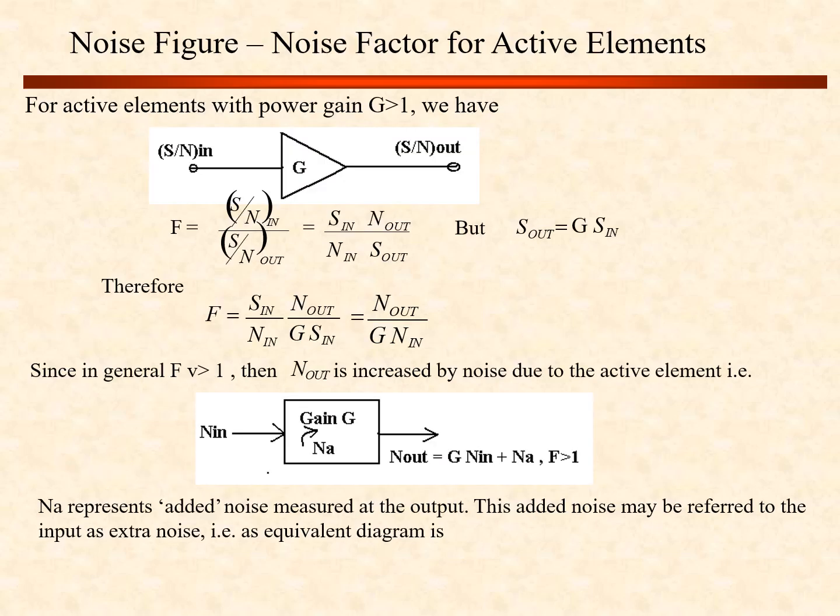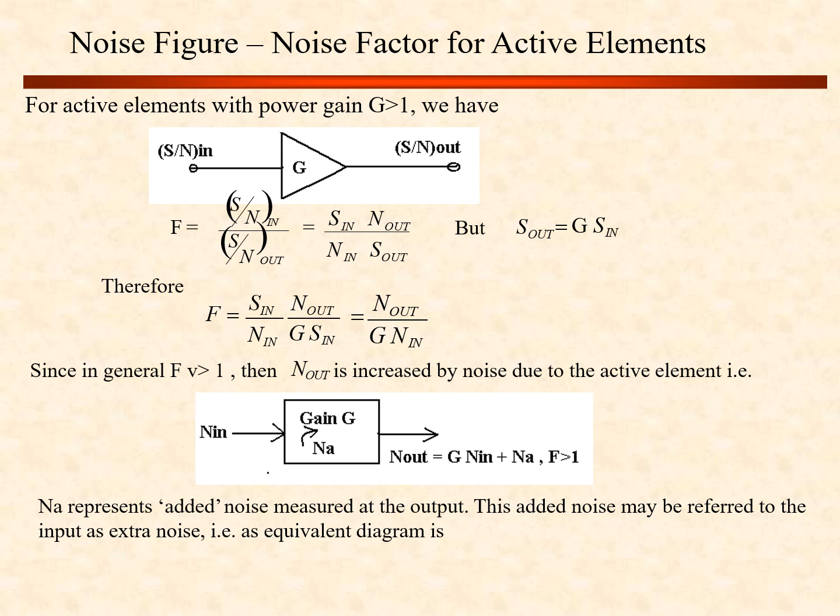Now the noise figure, the noise factor for an active element. Consider one active element where the gain of the element is always greater than 1. Then we can find the noise factor, the signal to noise ratio at the input divided by the signal to noise ratio at the output, which should be multiplied by the gain. So signal out is equal to gain times signal in. Then we can substitute this value into our general noise factor. We will get N out divided by Gn. So in general, right?